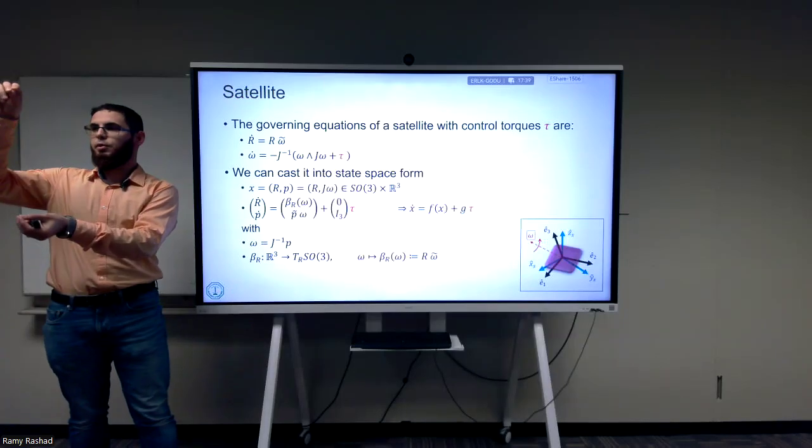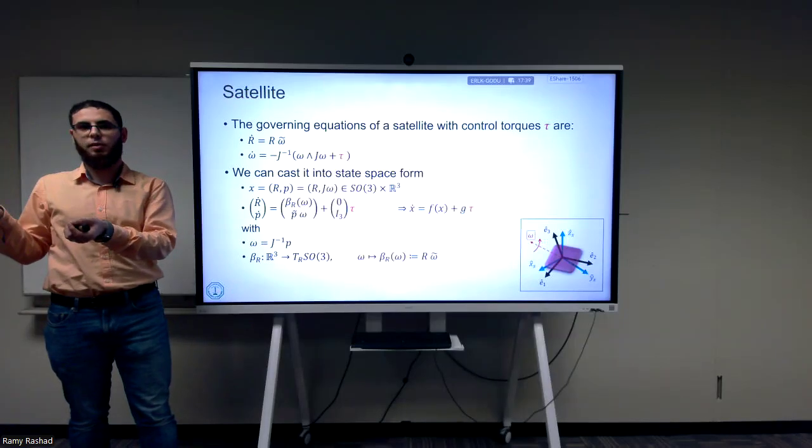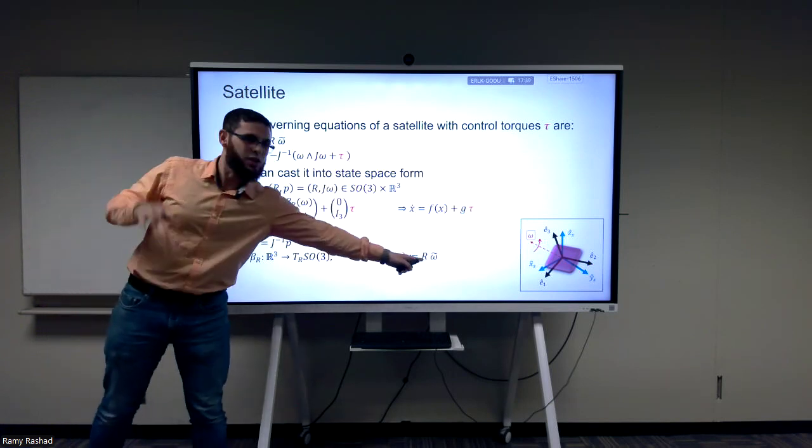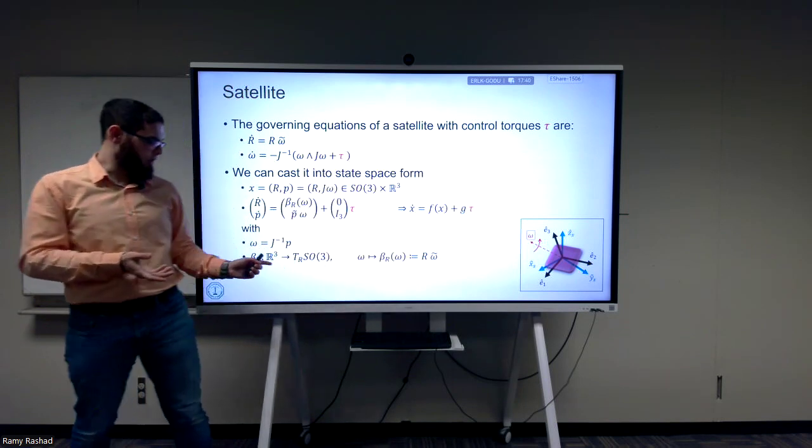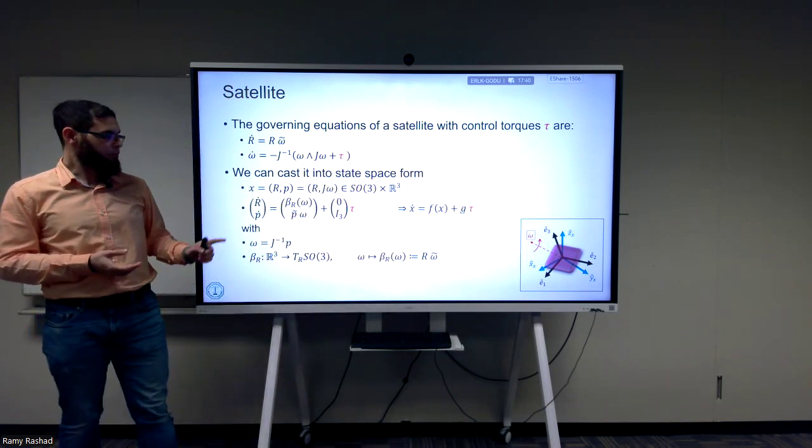If I give you three numbers, omega, how can you calculate from them R dot? You skew-symmetrize it first, and then you multiply it from the left by R, and then you get the R dot. This is exactly what this beta of R is.